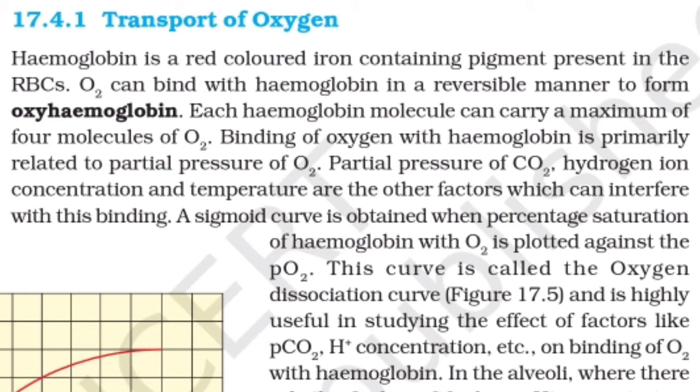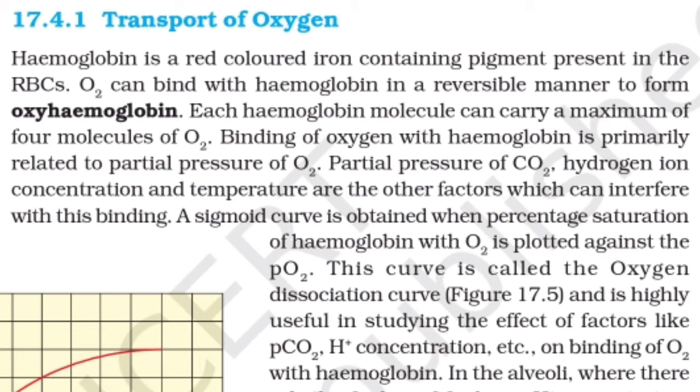A sigmoid curve is obtained when percentage saturation of hemoglobin with O2 is plotted against the partial pressure of O2. This curve is called the oxygen dissociation curve (in bracket Figure 17.5) and is highly useful in studying the effect of factors like partial pressure of CO2, H+ concentration, etc. on binding of O2 with hemoglobin.